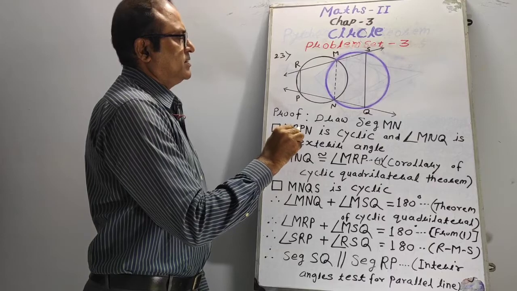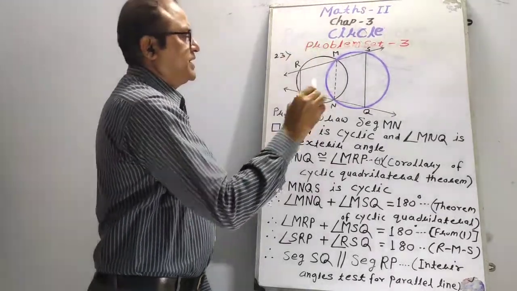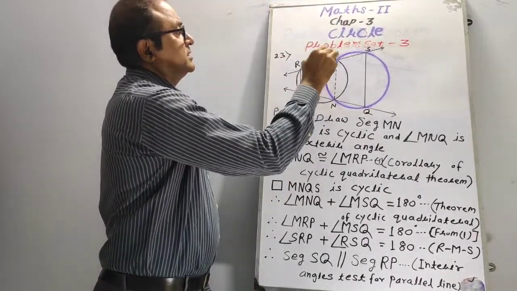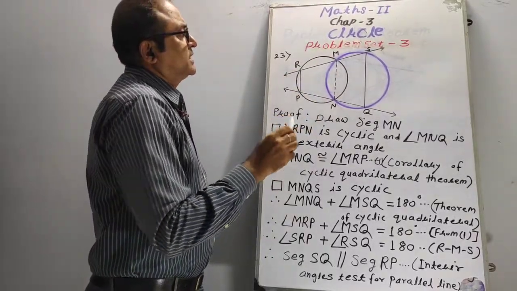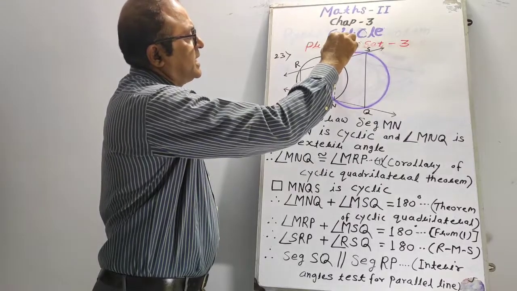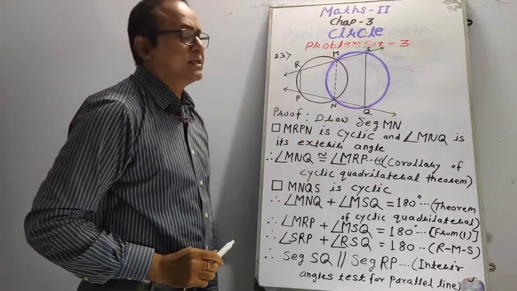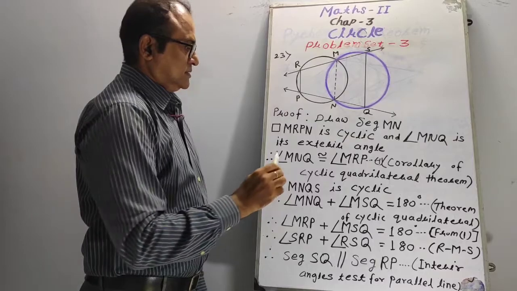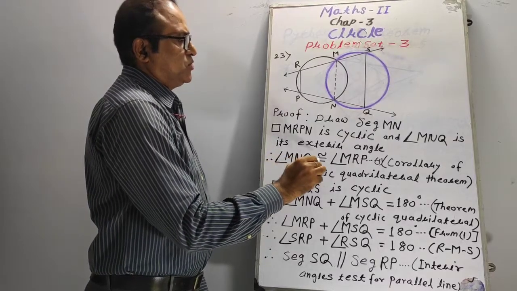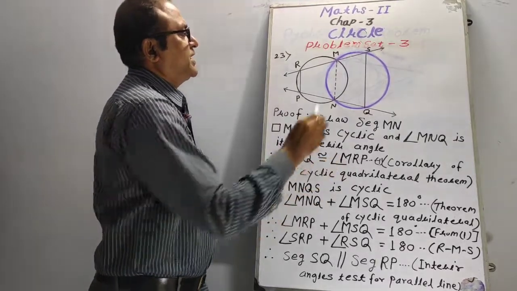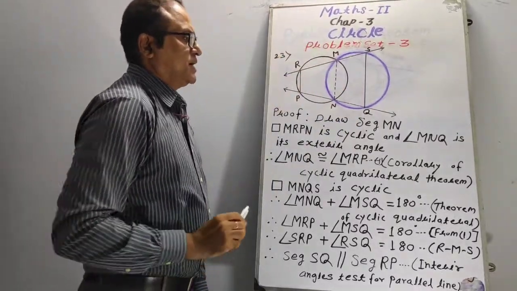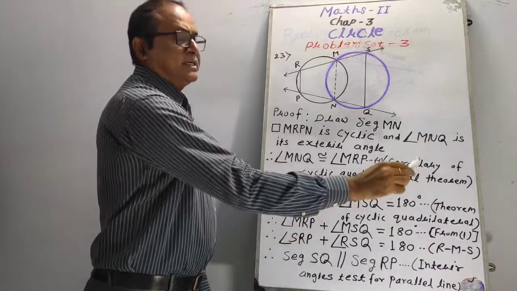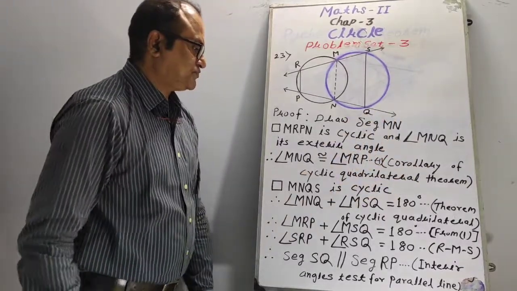Quadrilateral MRPN is a cyclic quadrilateral. In the cyclic quadrilateral, angle MNQ is an exterior angle. Therefore, angle MNQ is congruent to angle MRP by the corollary of the cyclic quadrilateral theorem.